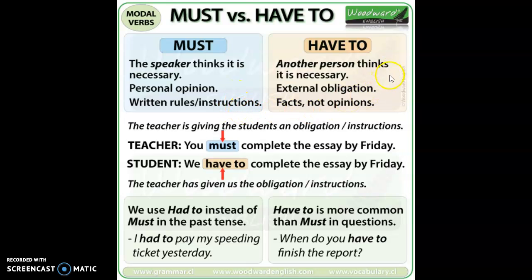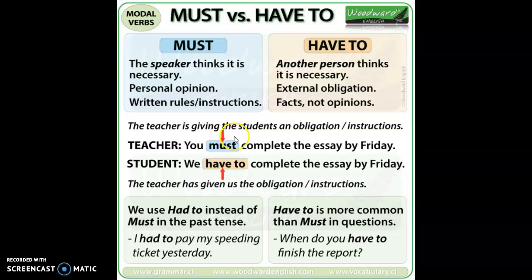And have to is when another person, not the speaker, but another person thinks that something is necessary, or you can read it as an external obligation. You can also interpret this as facts, not opinions. Let's have a look at some of these examples.